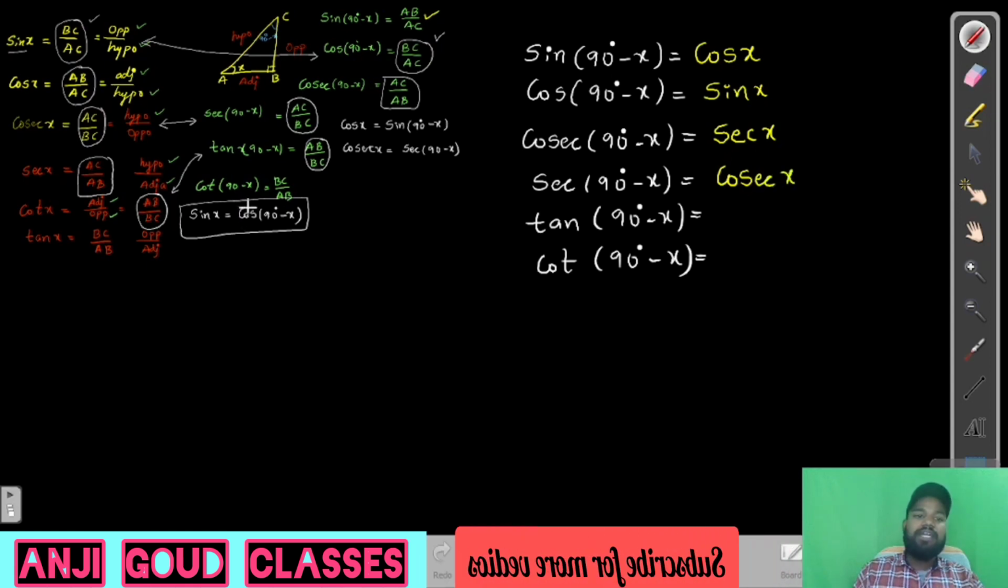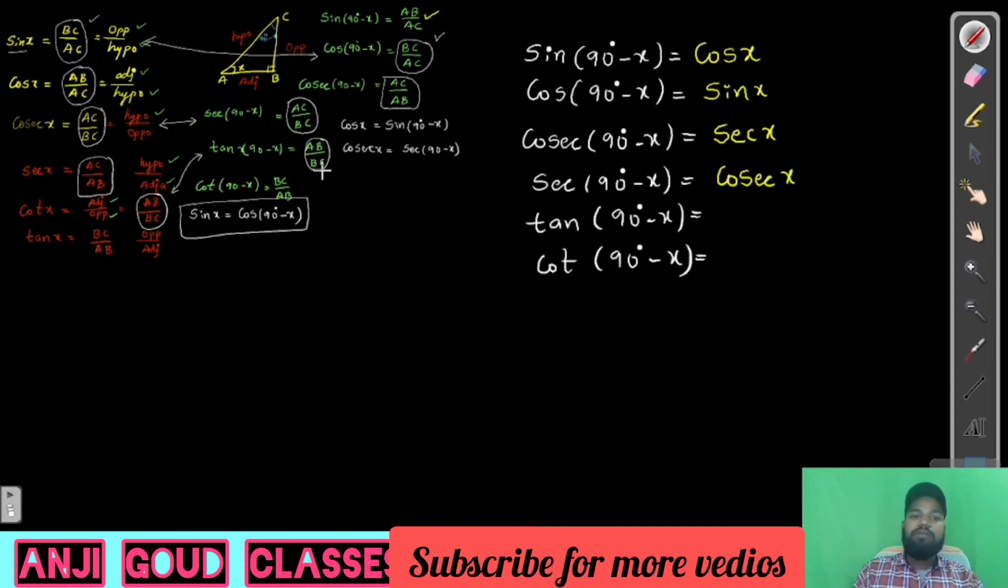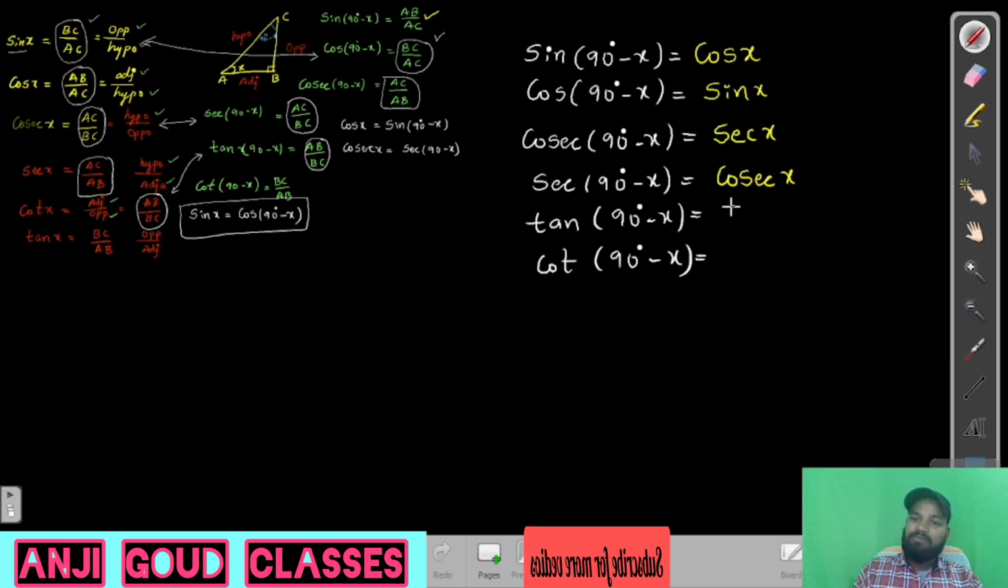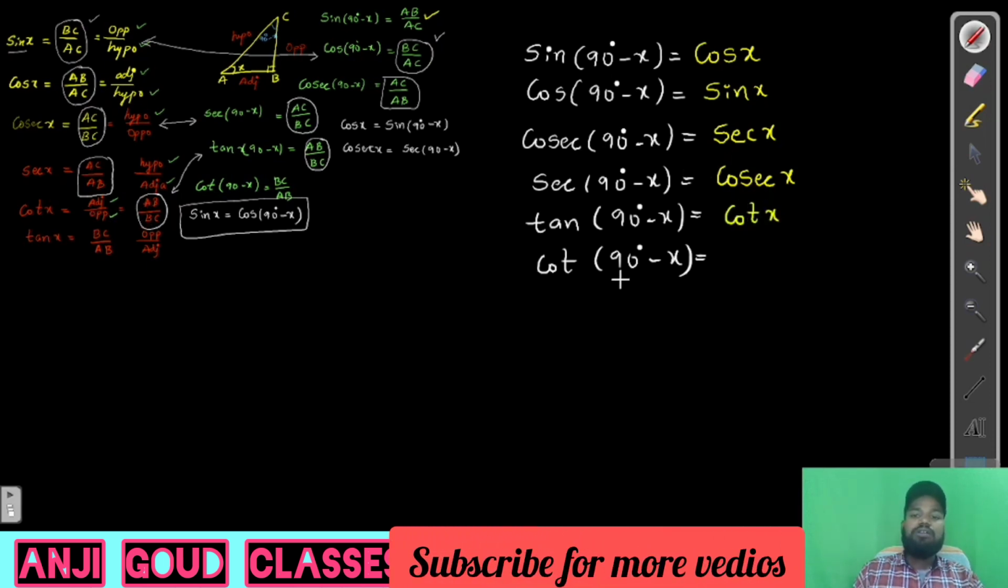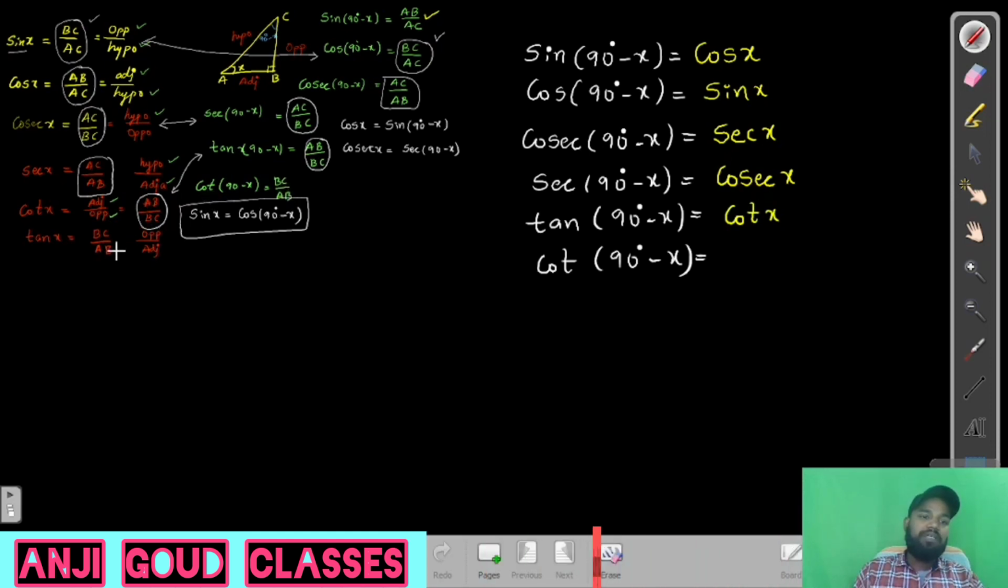Next, tan 90 minus x. Tan 90 minus x is nothing but AB by BC. Where is AB by BC? That is cot x. Next, cot 90 minus x. Cot 90 minus x is BC by AB. BC by AB. That is tan x.